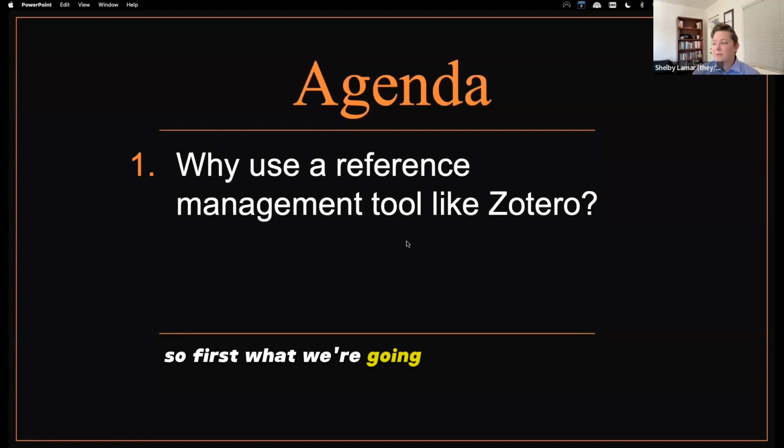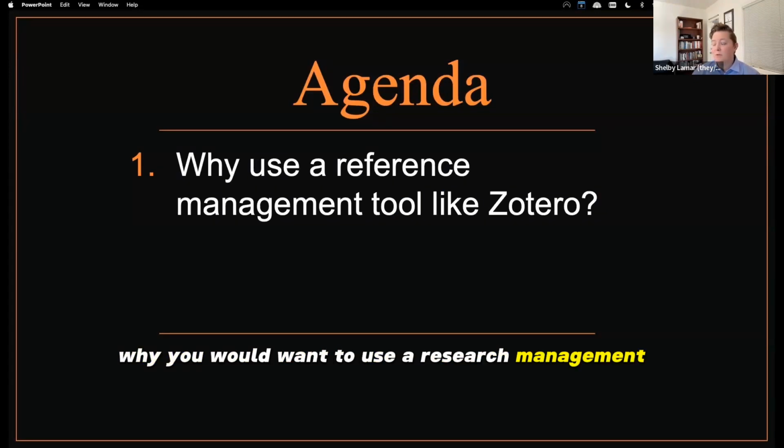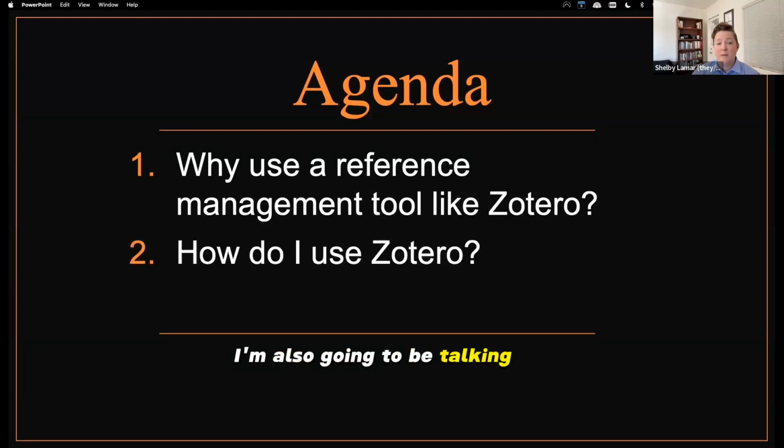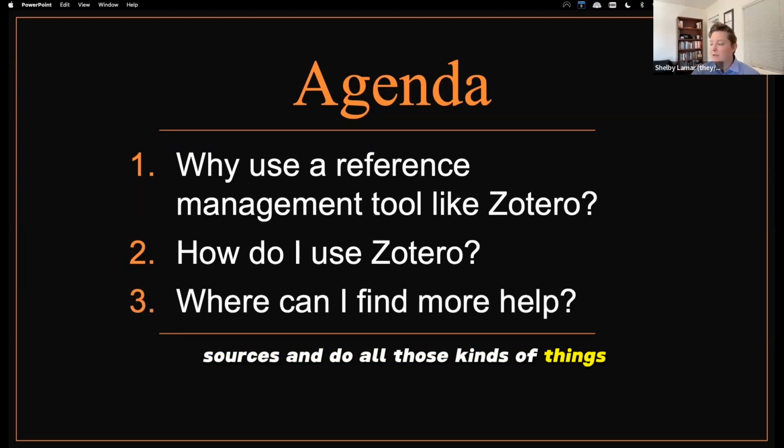So first, what we're going to be talking about is why you would want to use a research management tool like Zotero. I'm going to talk a little bit about the research that supports the use of this tool and some of the things it can do. I'm also going to be talking about how to specifically use Zotero. So I'm going to get into the nitty-gritty about how to add sources and do all those kinds of things. Finally, I'm going to end with places that you can find more help on this topic.